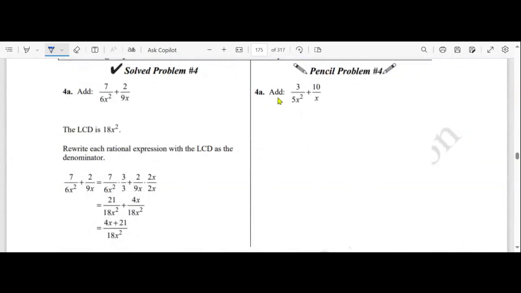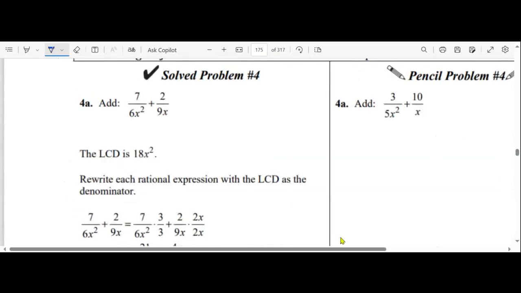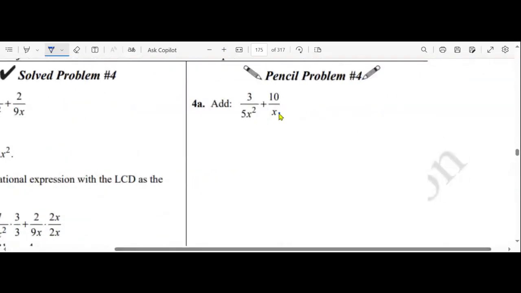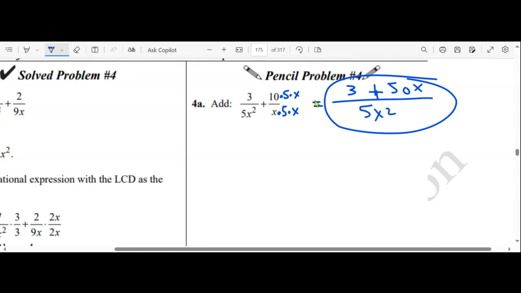He said add. Are you lucky, Ryan? No. Why? They're not the same. So we have to make it the same. So what should I add here, Ryan? 5x. Multiply in the bottom, and multiply in the top. Now do you have the same? Yes. So you have 5x squared. Top is going to be what? 50x. Can I add 50x plus 3? No. Easy as easy.